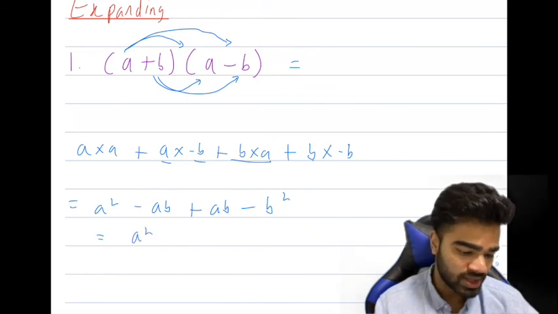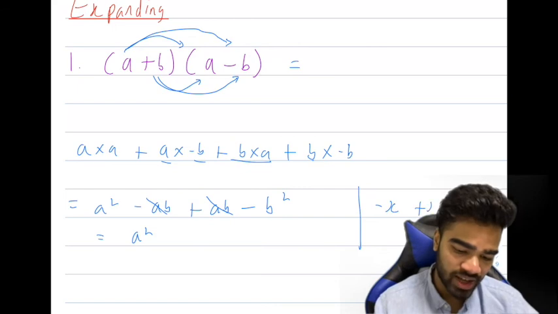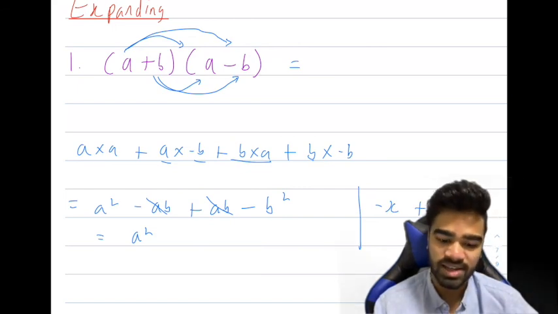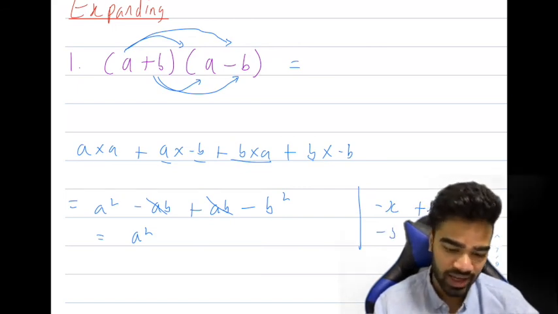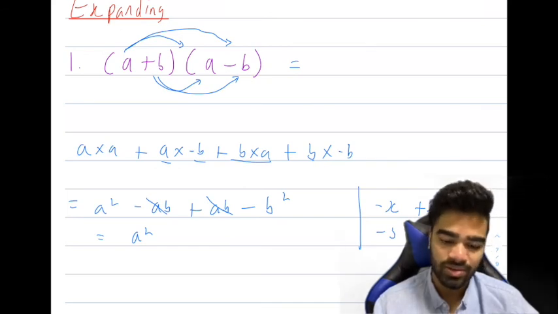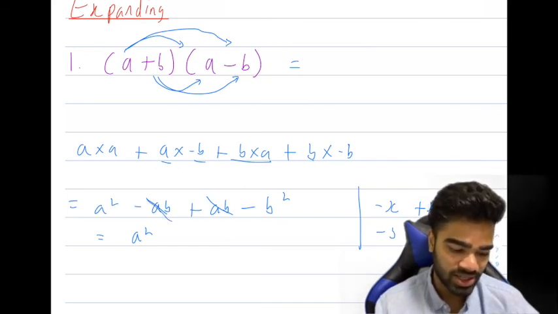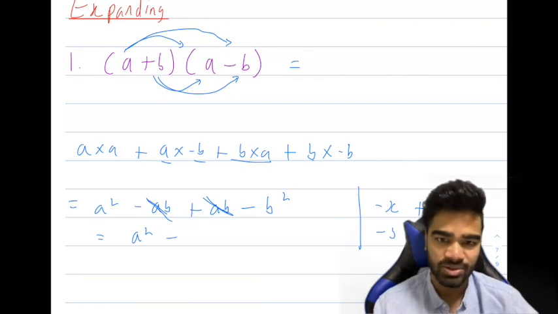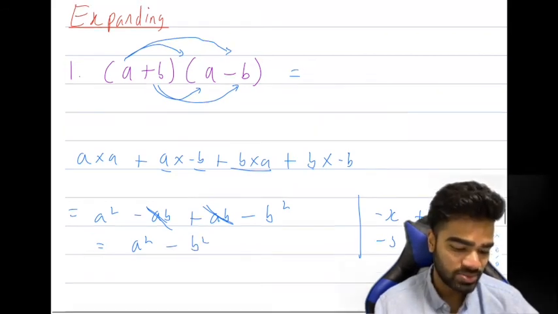So what you're left with is a squared. You'll notice ab and ab cancel out, right? Imagine if you had negative x plus x. What's negative x plus x? It's 0. It's just like saying negative 3 plus 3 is 0, right? Negative 3 plus 3 is 0. Just like that, negative ab plus ab is 0. So they're gone. So a squared minus b squared is all you're left with.